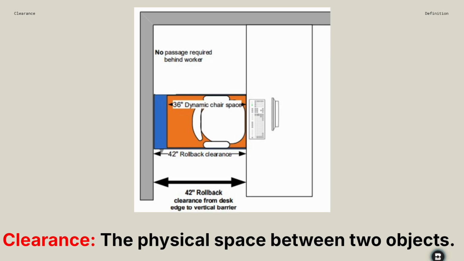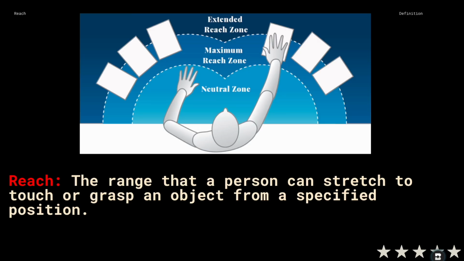We have to think of clearance, and clearance is the physical space between two objects. And so this is an example of clearance. So we want to be able to make it so that the chair here can be pulled back enough so that the person can easily stand up or sit down. We have to think of reach. Reach is the range that a person can stretch to touch or grasp an object from a specified position. And you can see this is an example of reach.